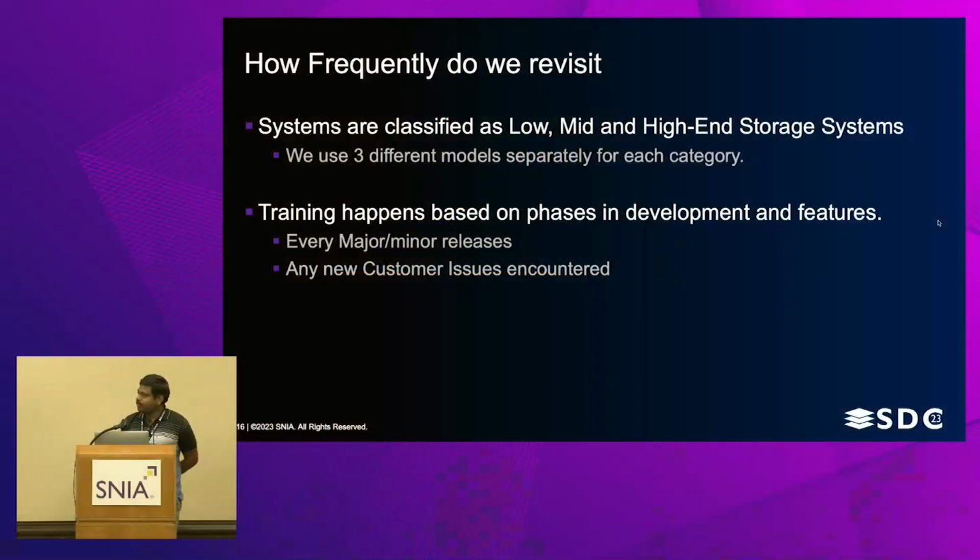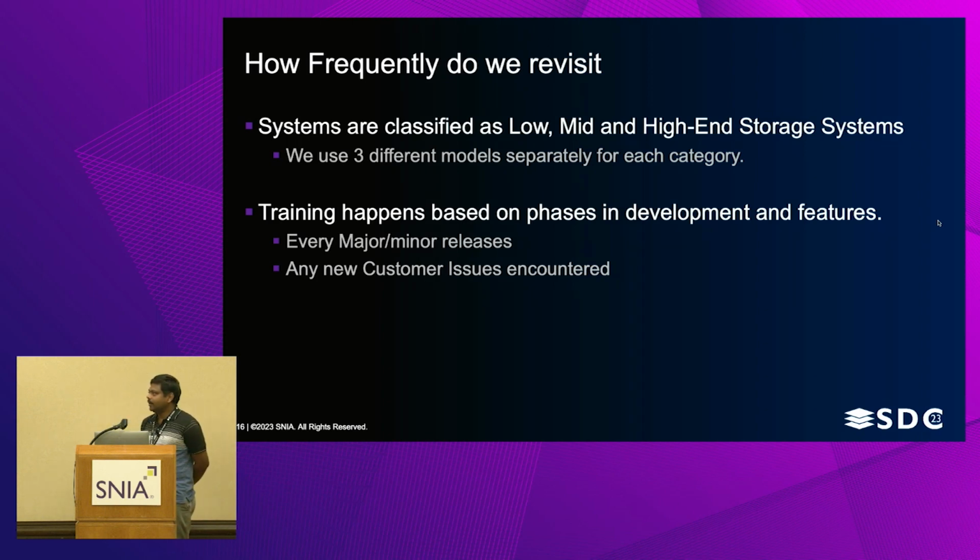All right. So how frequently do we revisit the model, and what are the categories? Since we have different categories of storage array, especially low, mid, and high-end arrays, this model as a single entity cannot be used for all of them because there are a lot of variants coming in. So we used 3 different models, training for each of them separately.